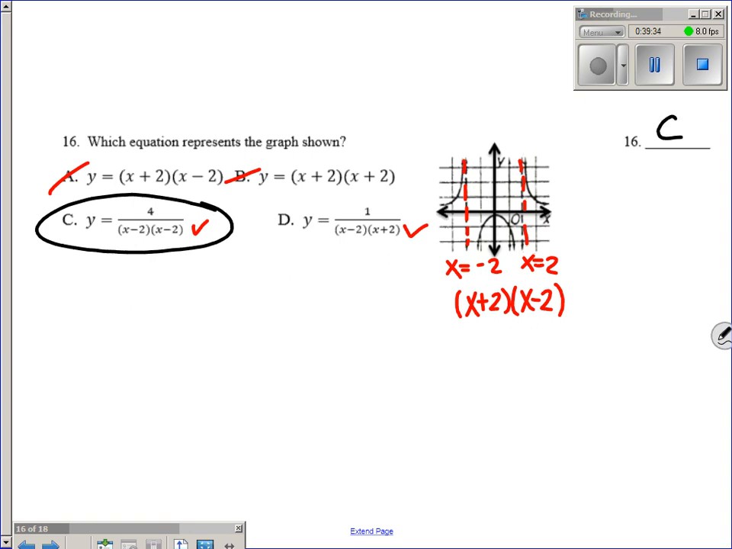So again, for this one, I would rule out the ones that are not rational functions, and then plug the other two in the calculator. Easiest way to do it.